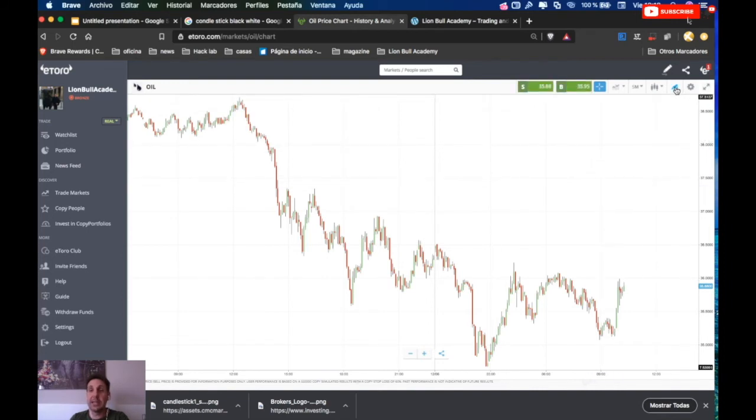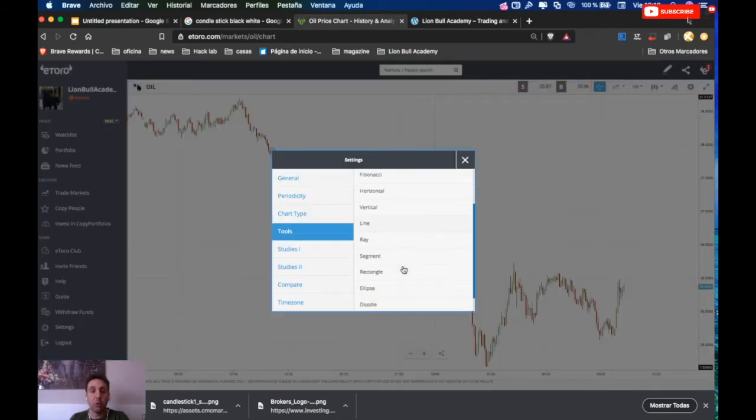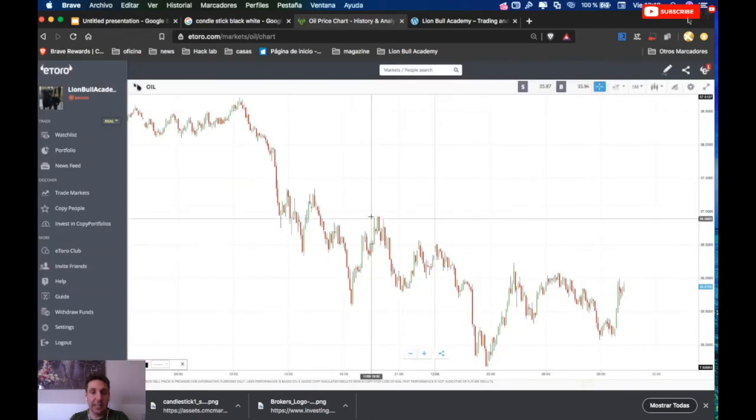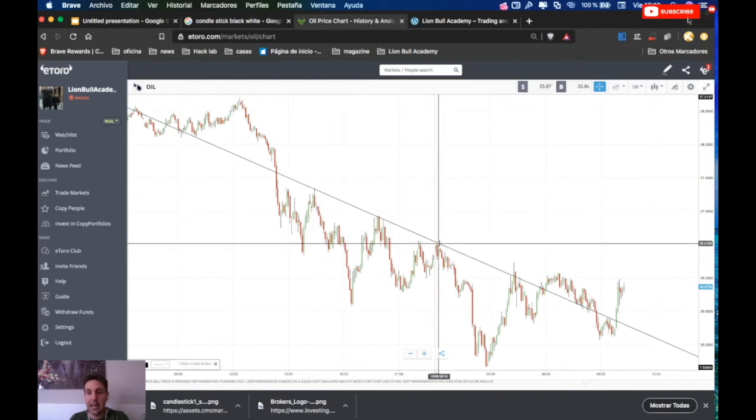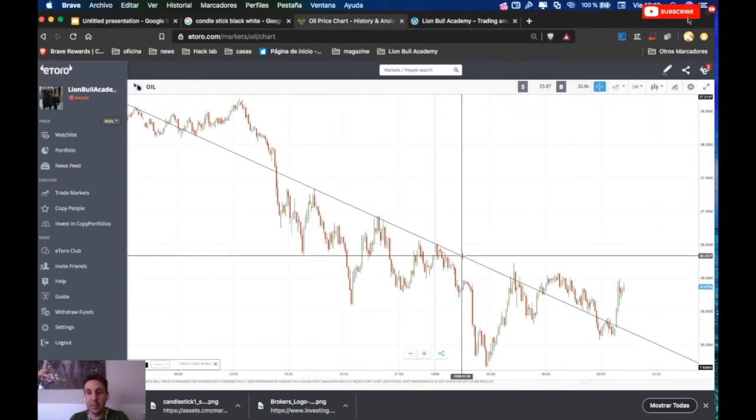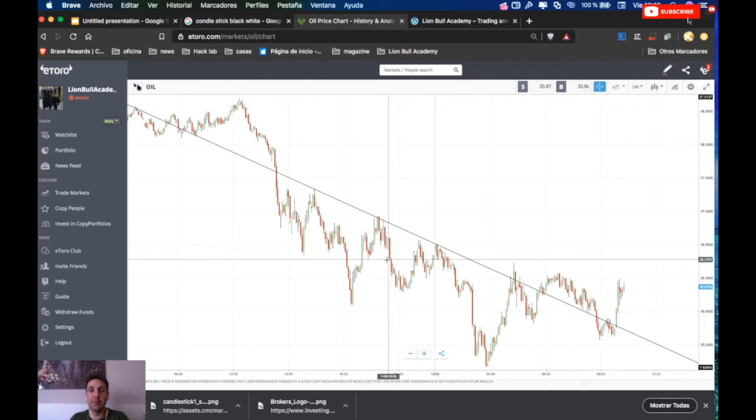So we click here, go to line, click on line, and try to connect this first one. We click here, and now we see some movement. Perfect. We will see a connection in the highers always being lowers, like you can see up to here. That shows us that here was a downtrend.